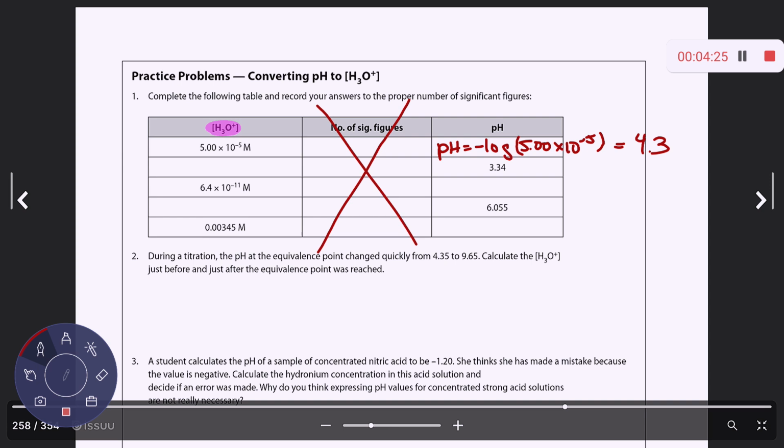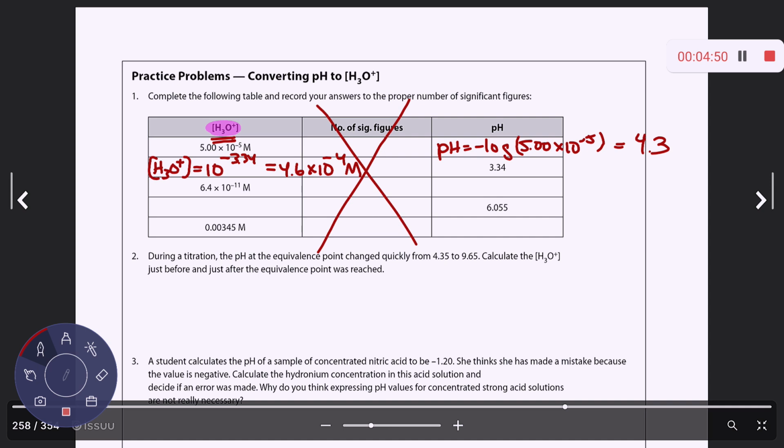If you're going in the opposite direction, so over here, if you're calculating the hydronium ion concentration, this is 10 to the negative pH. So 10 to the negative 3.34. This is going to be 4.6 times 10 to the negative fourth. And since you're solving for a concentration, your unit would be molarity or capital M. Okay?